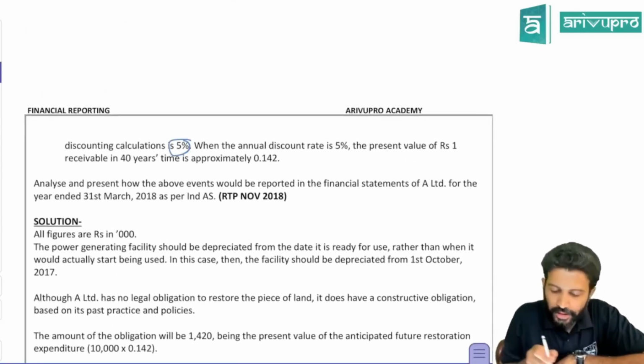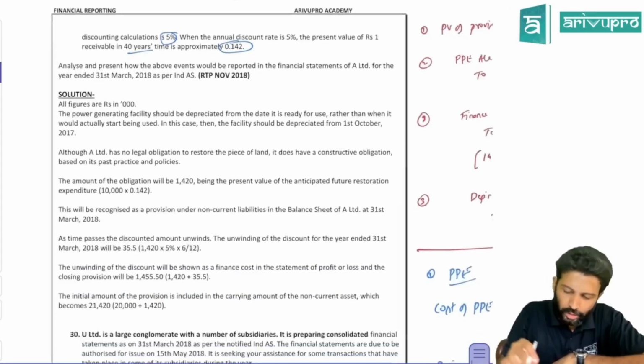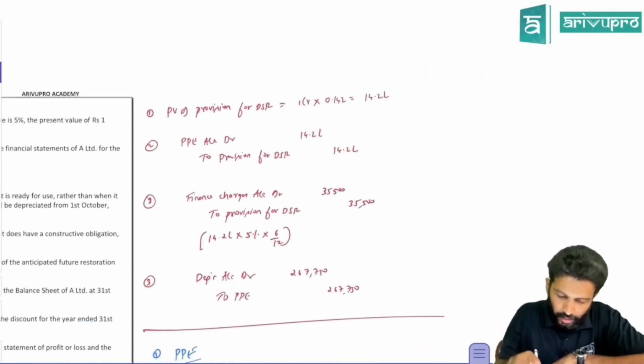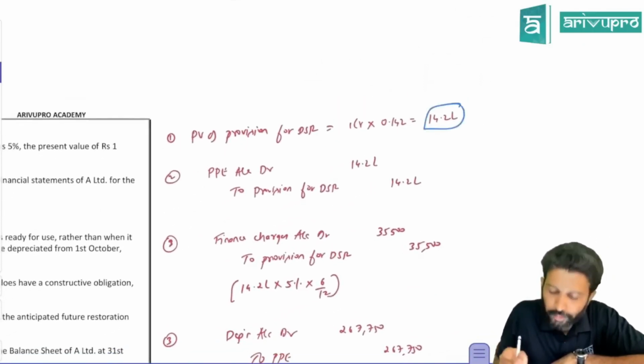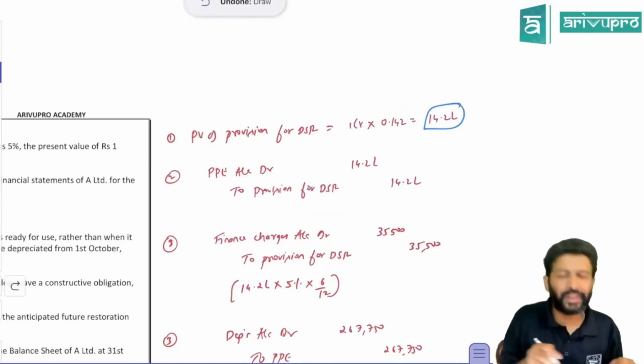They use a discount factor of 5%. At 5% at 40 years time, they're saying PVIF is 0.142. So multiply 1 crore by 0.142. I think I've already multiplied. Provision for DSR, you will make it at 14,20,000. This is one. Okay. So will you record this?